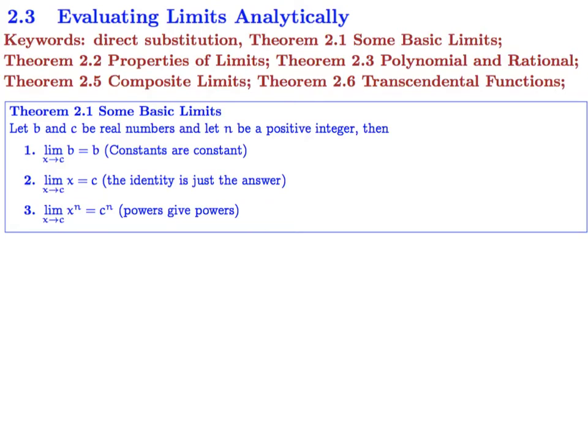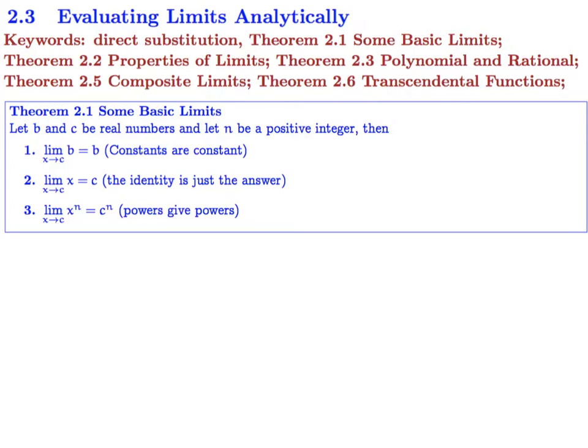So first we have some basic limit rules that are going to help us out. The first one says that the limit as x approaches c of b, where b is just a real number, is going to be equal to b. Constants are constants. Property 2, the limit as x approaches c of x is equal to c. We can directly sub in. And the limit as x approaches c of x to any power n is going to be c to the n.